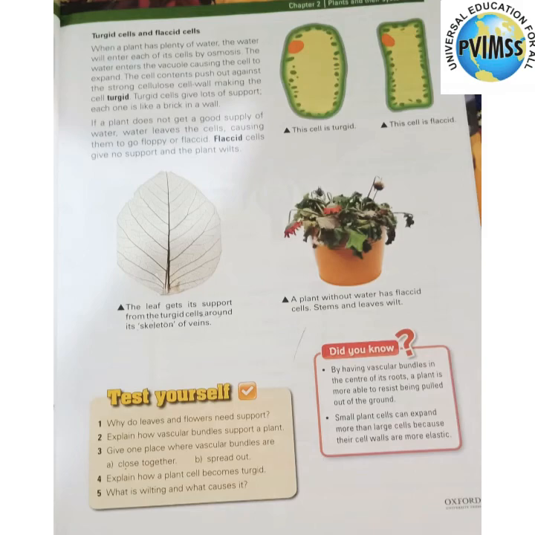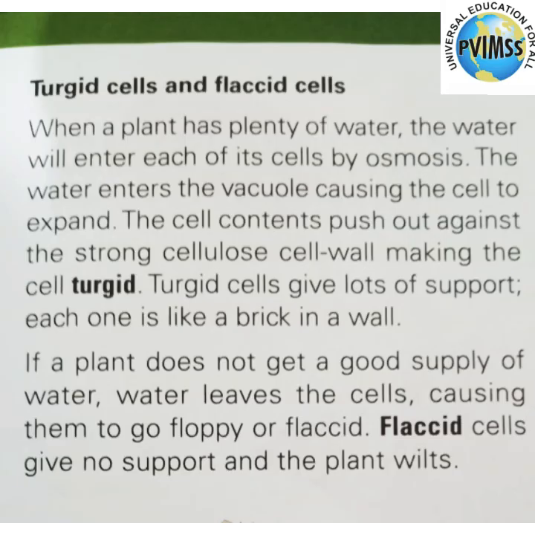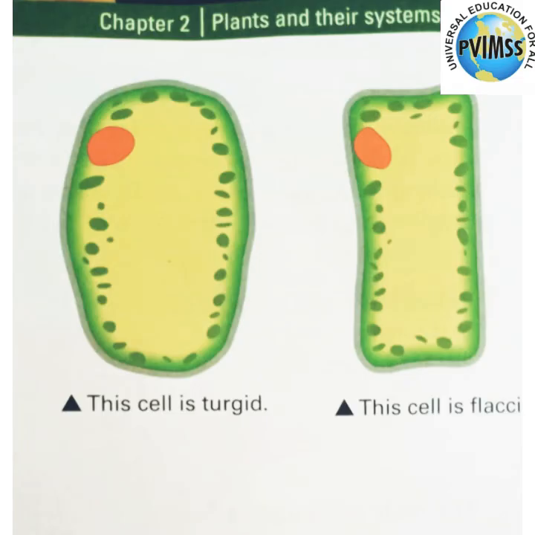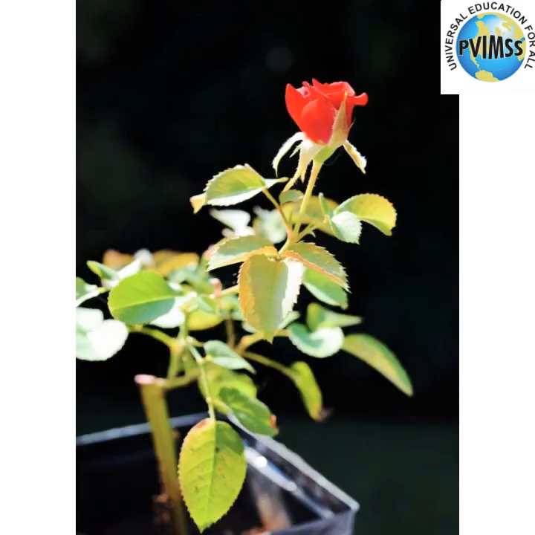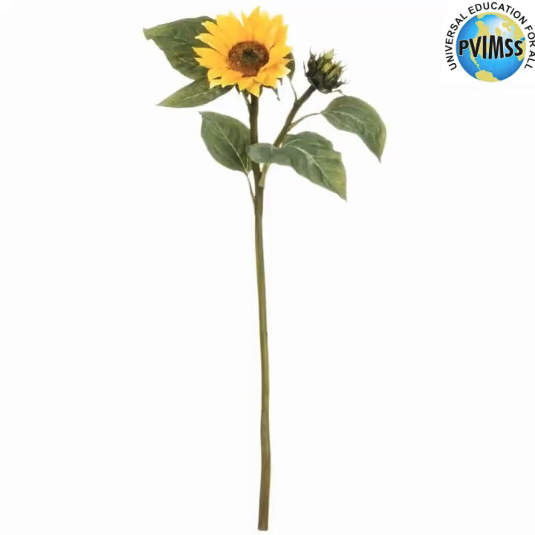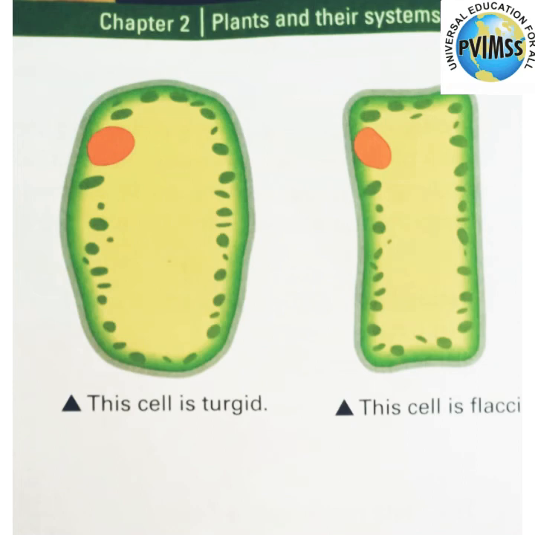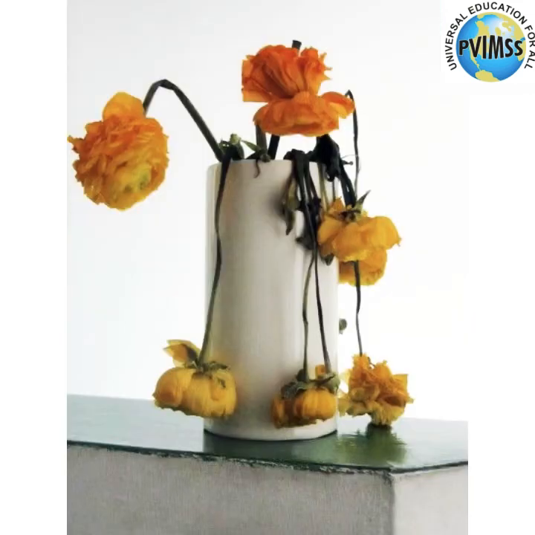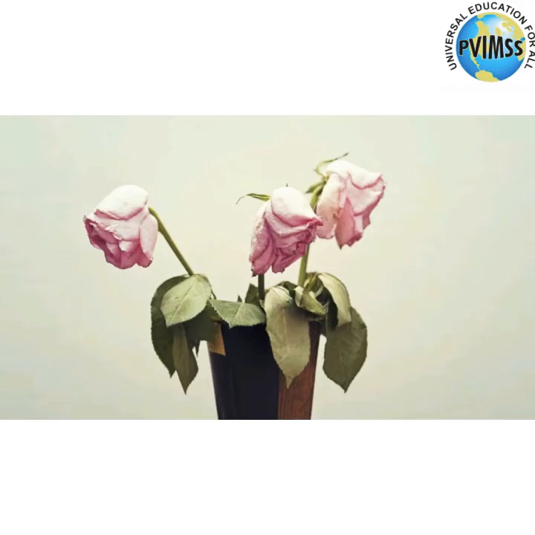Students, our next topic is turgid cells and flaccid cells. When a plant has plenty of water, the water will enter each of the cells by osmosis. This will make the cells expand. These types of cells are called turgid cells, which give lots of support to the plant. If a plant does not get a good supply of water, water leaves the cells, causing them to go floppy or flaccid. Cells give no support and the plant wilts.